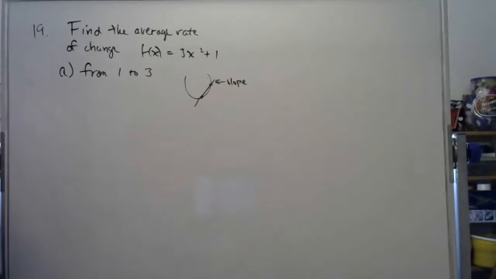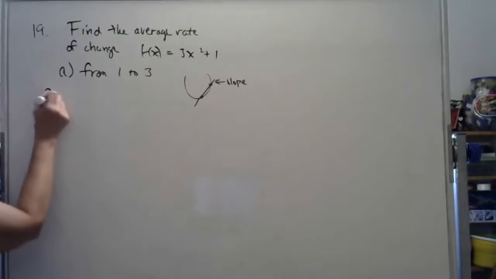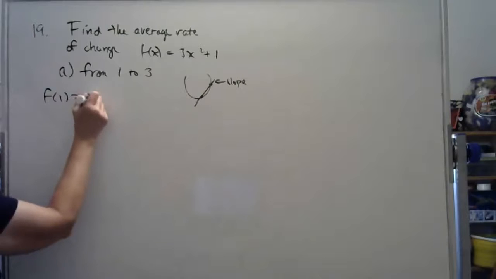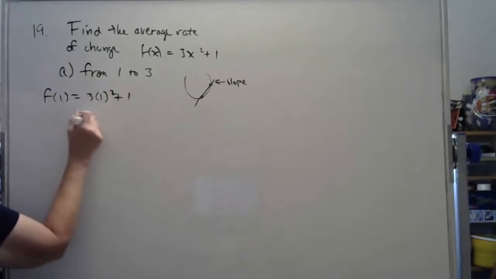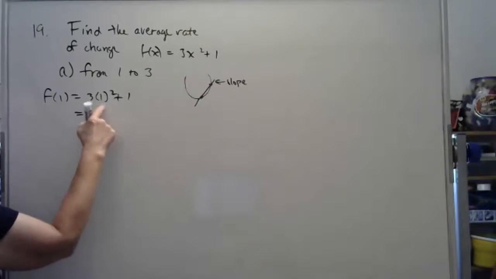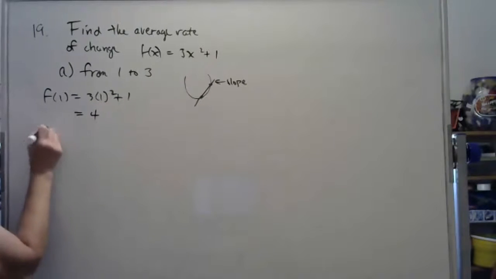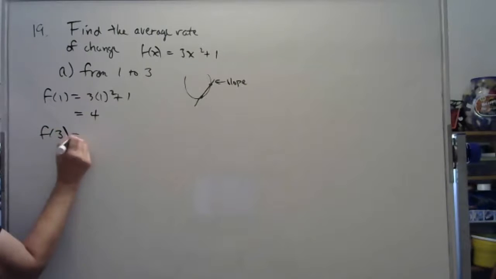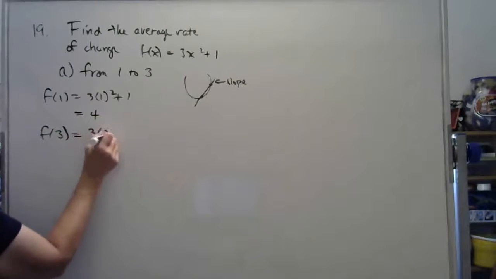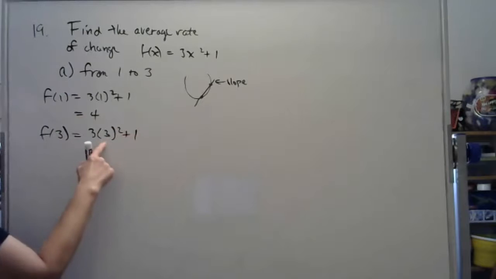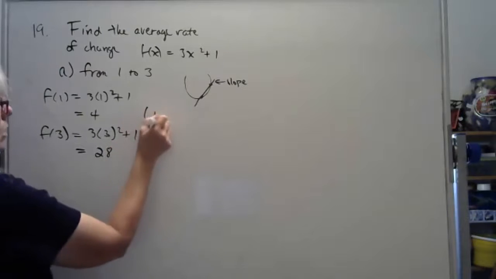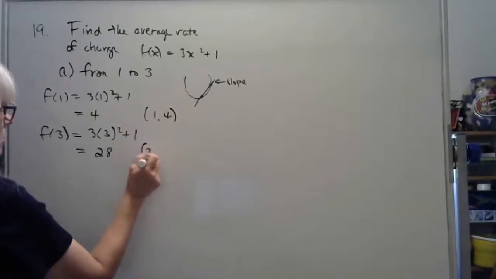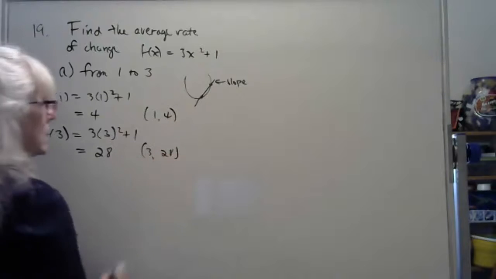Well, I need the coordinates of the points. So the very first thing we have to do is find f of 1. So that would be 3 times 1 squared plus 1. Sorry, that's really sloppy. 1 squared is 1 times 3 is 3. 3 plus 1 gives me 4. And then I also have to evaluate the function at 3. So that would be 3 times 3 squared plus 1. 3 squared is 9 times 3 is 27 plus 1 is 28. So in other words, I have the point (1, 4), and I have the point (3, 28).